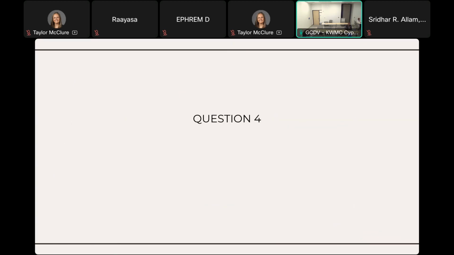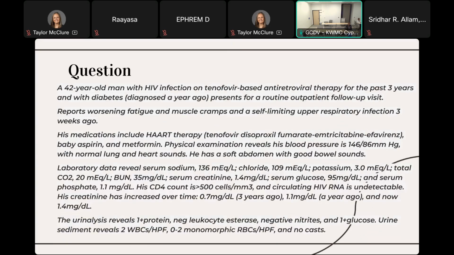Good? Yeah. Okay, next question. This is a long question. I'll make it short. A 42-year-old man with HIV infection. He's on a tenofovir-based antiretroviral therapy for nearly 3 years. He also has diabetes, diagnosed 1 year ago. He's coming to us because of worsening fatigue and muscle cramps. Recently, he had an upper respiratory tract infection 3 weeks ago. He's taking his regular medication and diabetic medication and heart therapy. His examination is not bad, 146/86. Normal heart sounds, abdomen is perfectly normal.